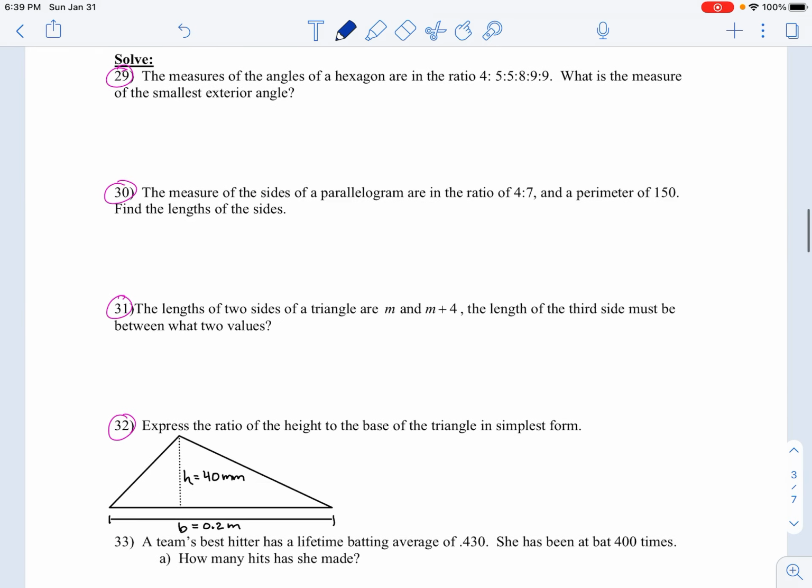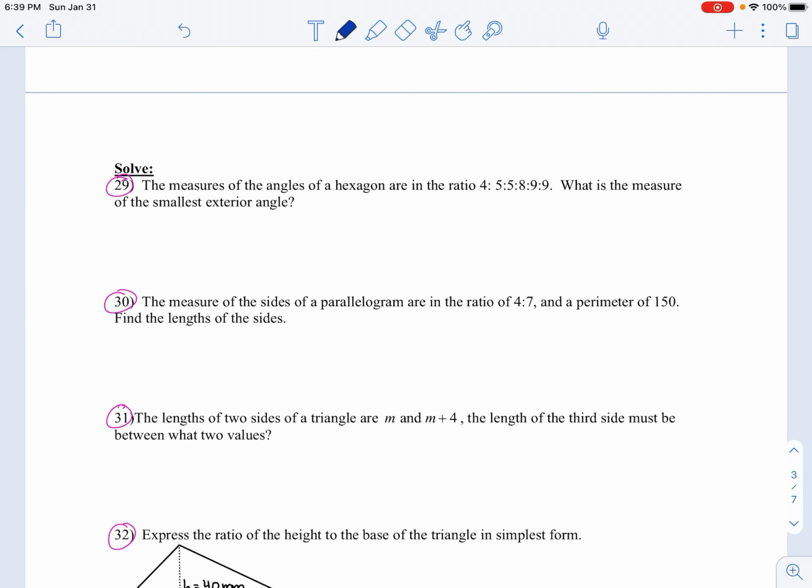All right, and then these last couple ones. When you are doing these questions, first of all, draw yourself a picture. So I have the measures of a hexagon. So I'm going to draw a 6-sided shape. I don't really care if it's accurate or not. There we go. And then I'm going to just label my angles inside of here. I don't know what they actually are, but what I know is that they're going to be in order. And I know the sum of the angles of a hexagon.